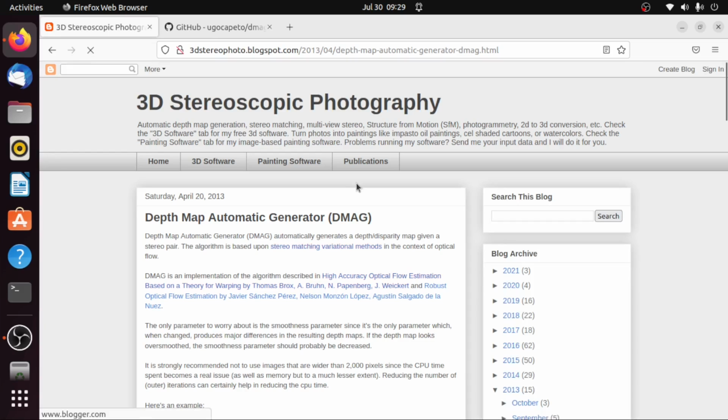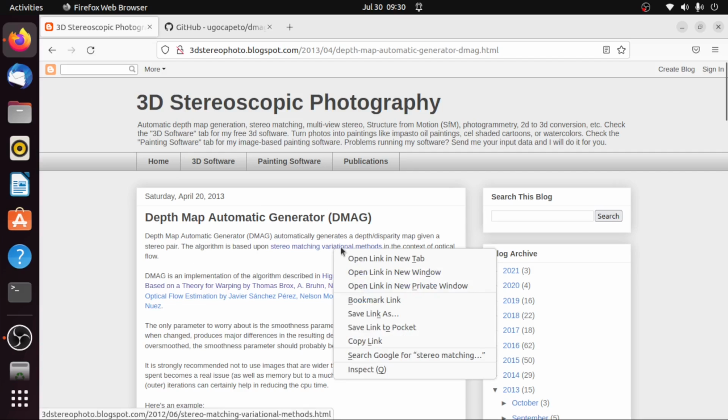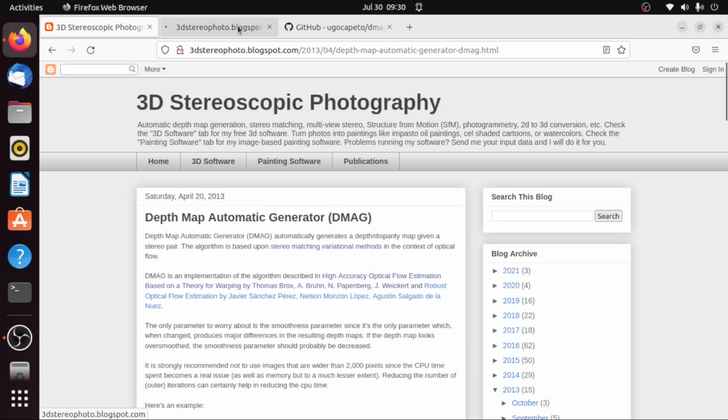and here it explains the thing. So it's very math intensive, and that's why I liked it. So here I said that the algorithm is based upon this. So let's look at it. Yeah, variational methods.